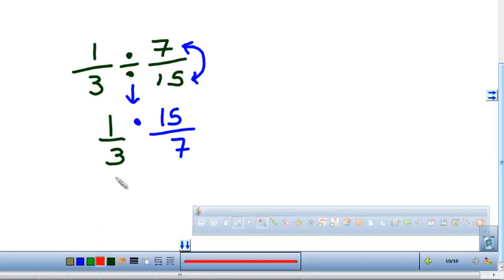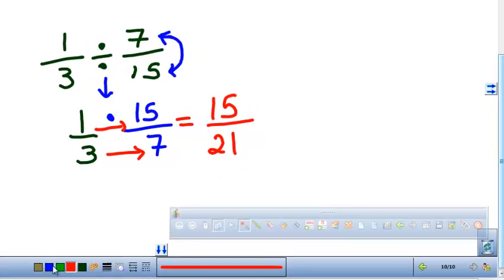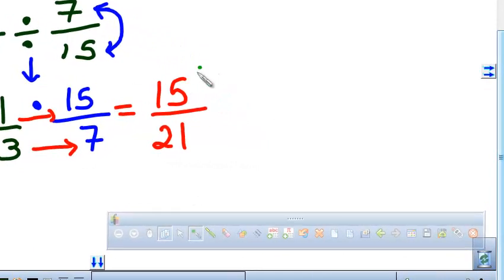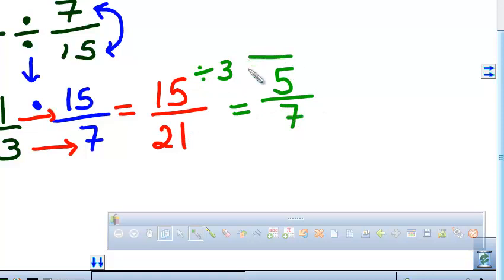And now you multiply. 1 times 15 is 15. 3 times 7 is 21. And this one we can simplify by dividing by 3. 15 divided by 3 is 5. 21 divided by 3 is 7.